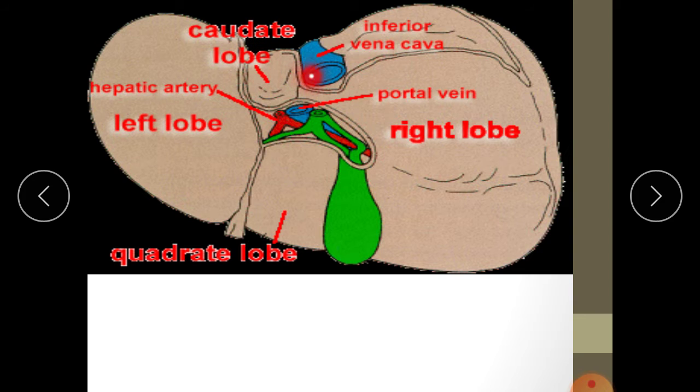So this one is caudate, and this one is quadrate. Thus there are 4 lobes in the human liver. And this is the pear-shaped gallbladder. This gallbladder is used for collection of bile. So whenever bile is necessary, the gallbladder squeezes, it contracts. As a result, bile is poured into the duodenum through the bile duct.